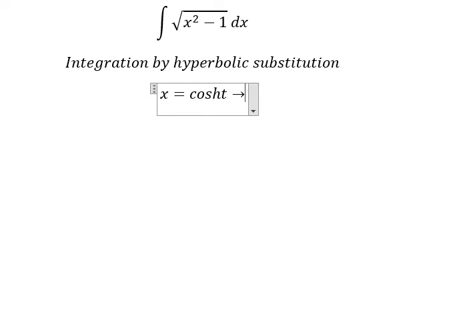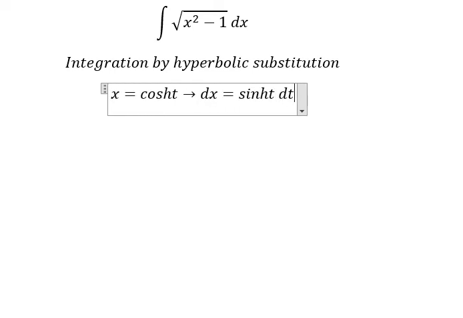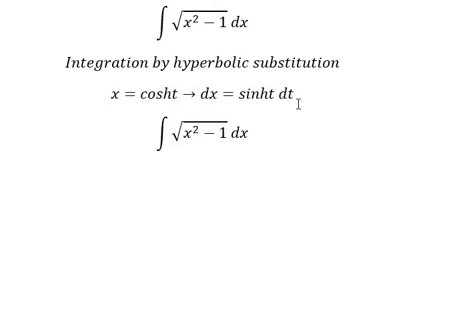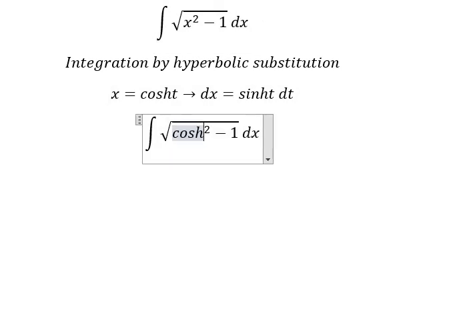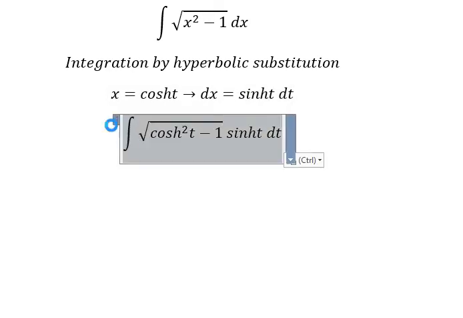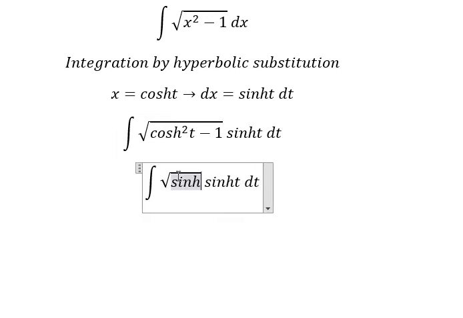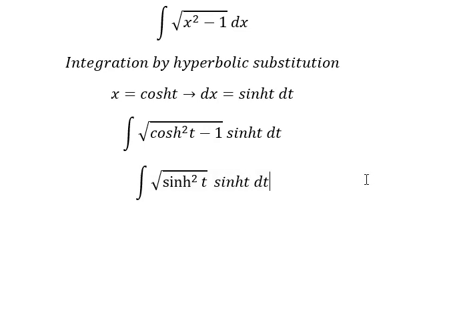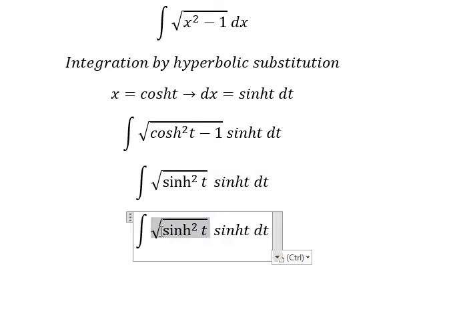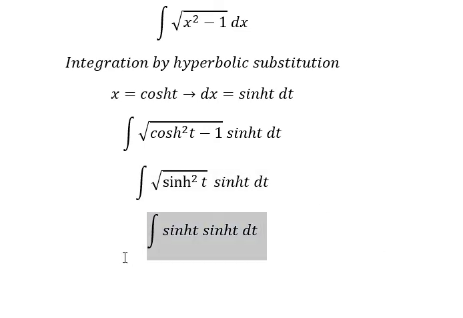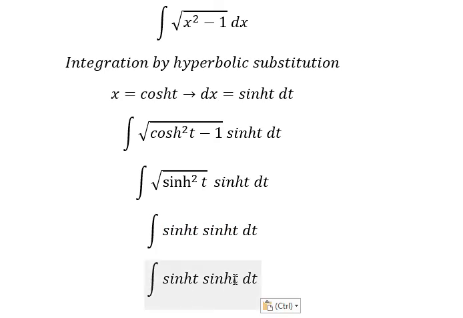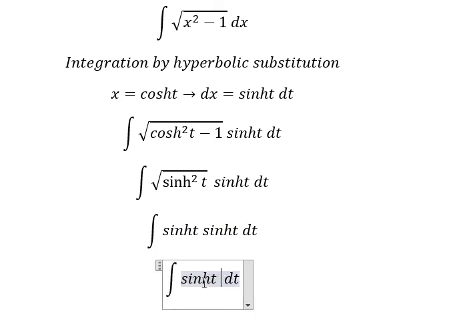Now we first do the derivative for both sides, and you get sin t dt. This one, we change cos t square ds, we change by this one. This one you get sin t square. This one you get sin t. Sin t with sin t, you get sin t square.